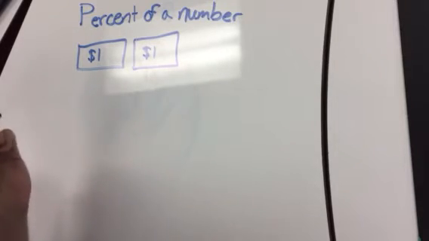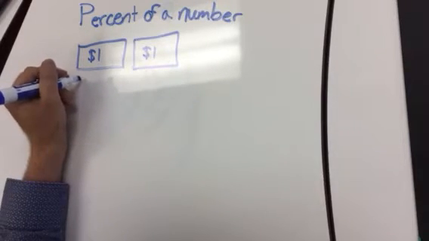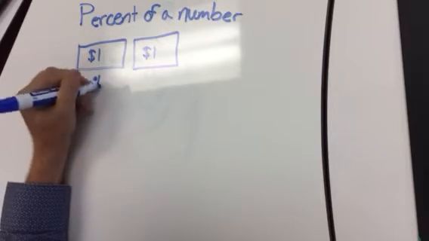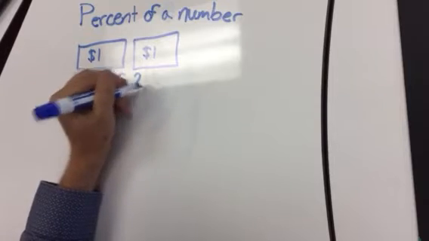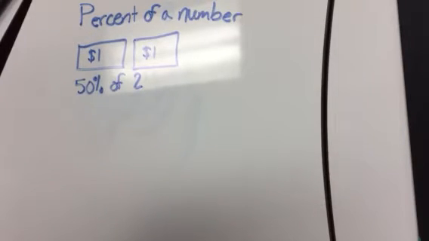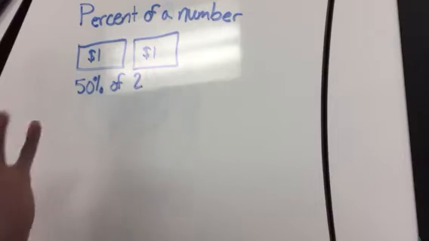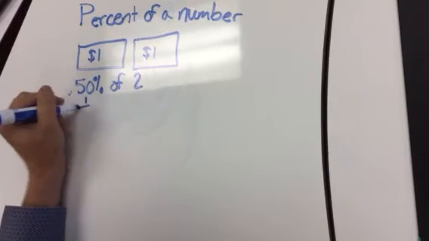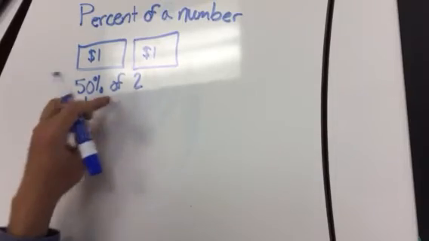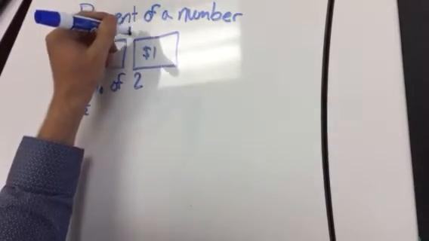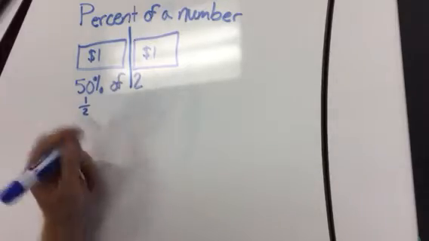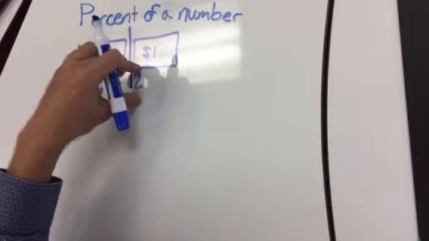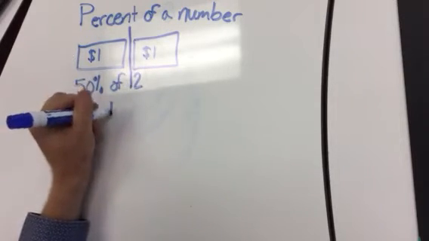You're going to see problems, and it's going to ask you something like, what is 50% of these $2? What is 50% of 2? Well, I hope you know that 50% is 1/2. This is 1/2. And I hope you know that half of 2 is 1. I'm going to cut this amount of money in half. I'd get 1, you'd get 1. So 50% of 2 would be just 1.